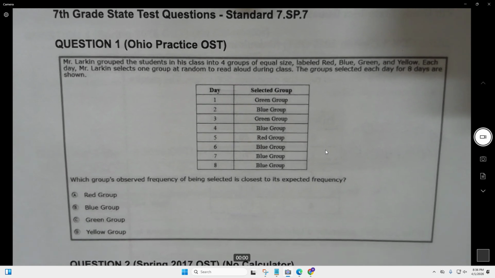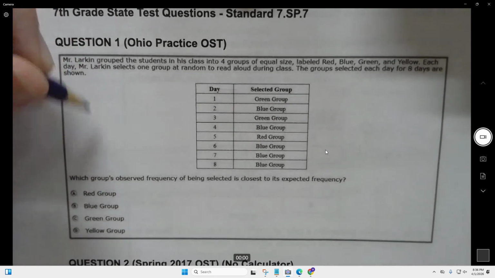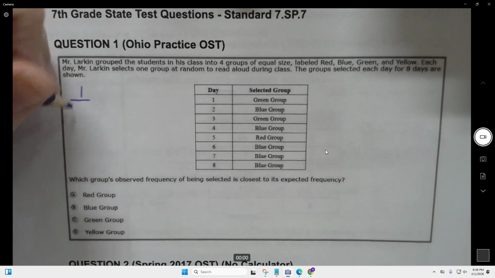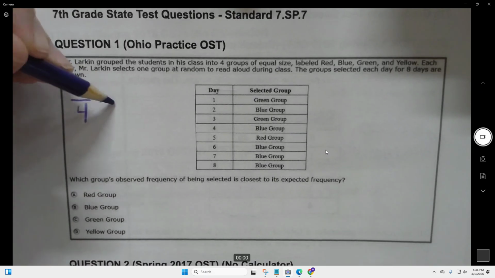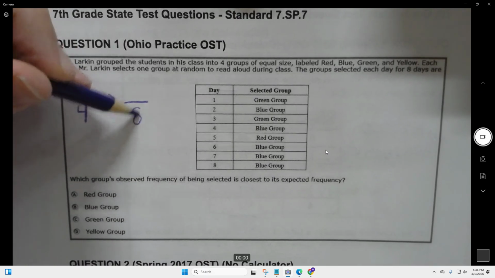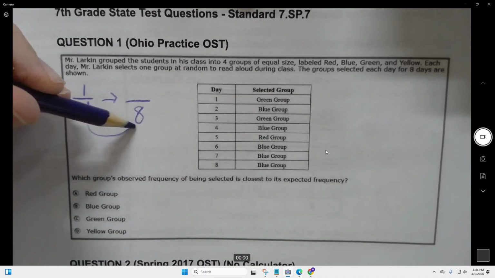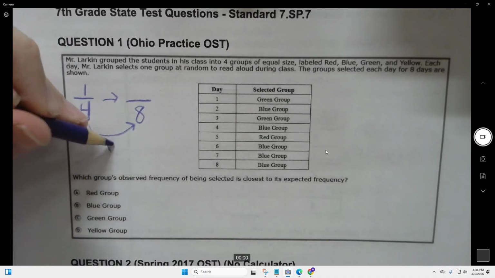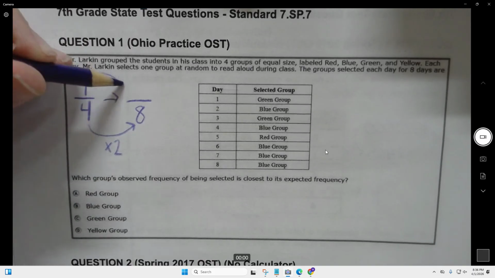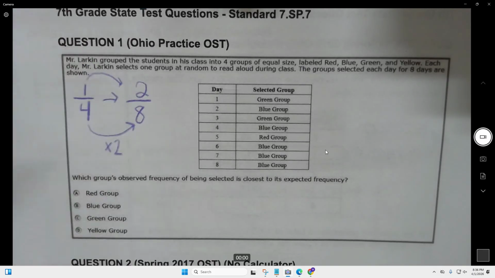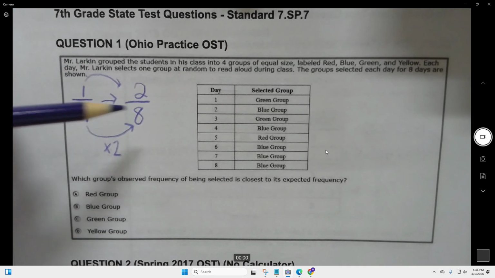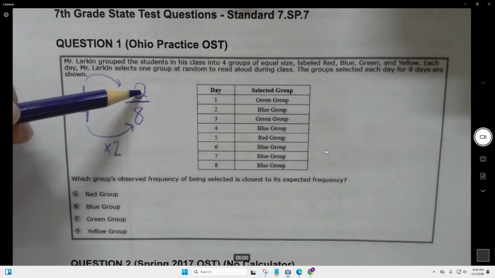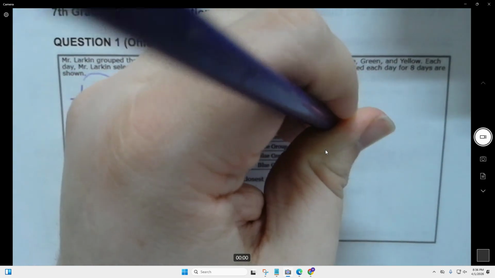So, there are 4 groups. So everyone's chance of being picked is 1 out of 4. If you roll it 8 times, to go from 4 to 8, you can multiply by 2, which means we would multiply our 1 by 2 for 2. So, if you rolled this 1 out of 4 chance 8 times, you would expect to have your group picked twice. So we have red, blue, green, yellow.